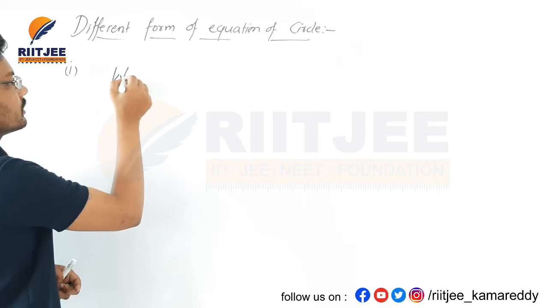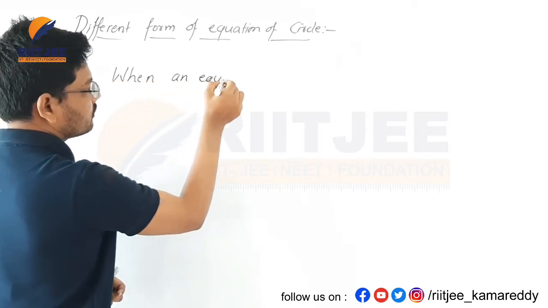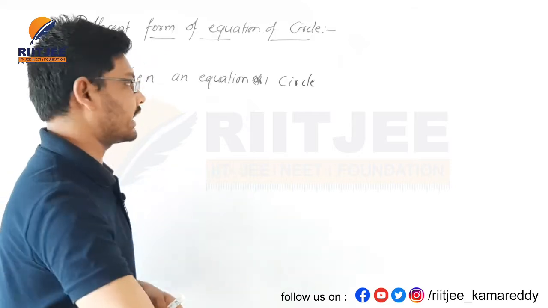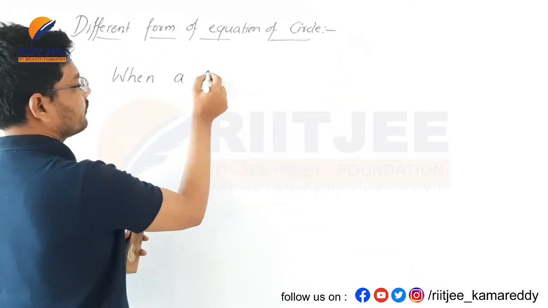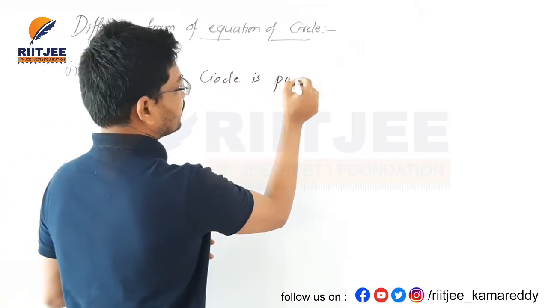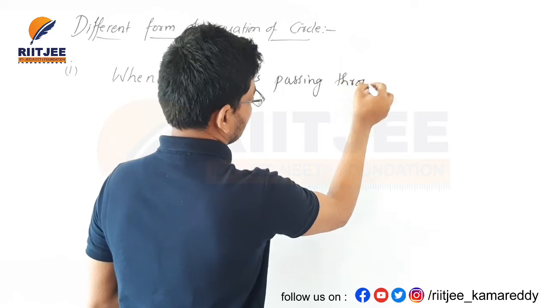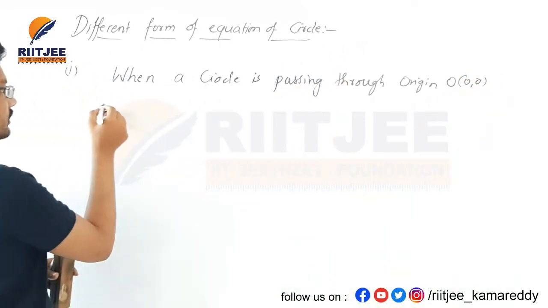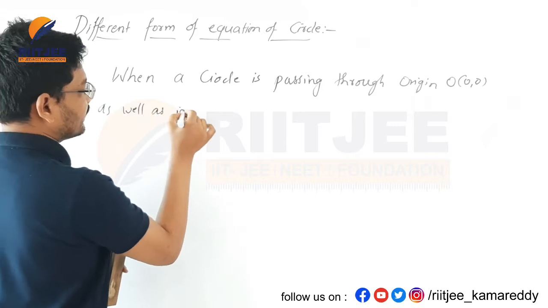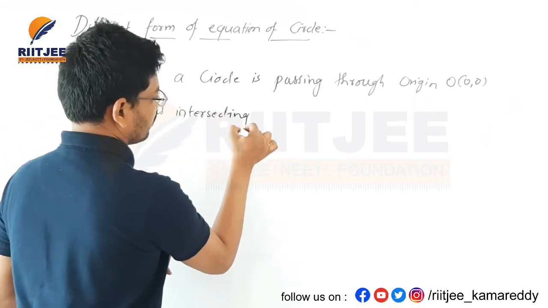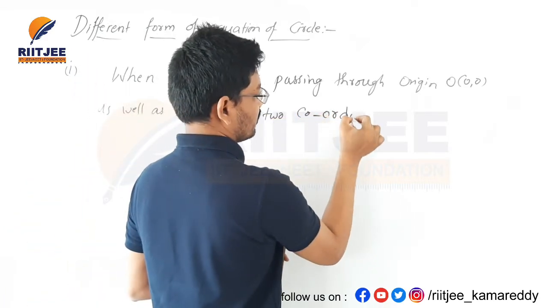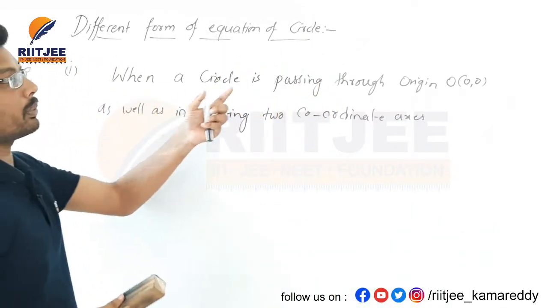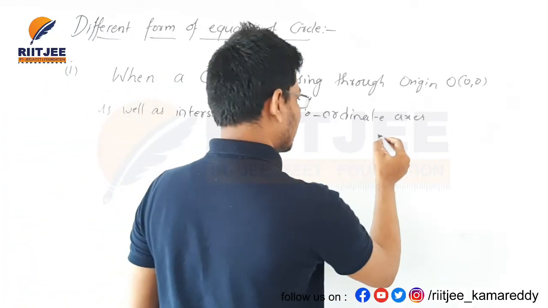when a circle is passing through the origin 0, 0 as well as intersecting the two coordinate axes. Here we need the equation of circle when a circle is passing through the origin and intersects the coordinate axes. Let us see the diagram here.